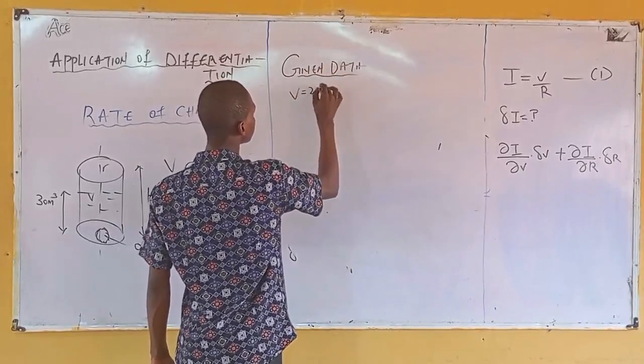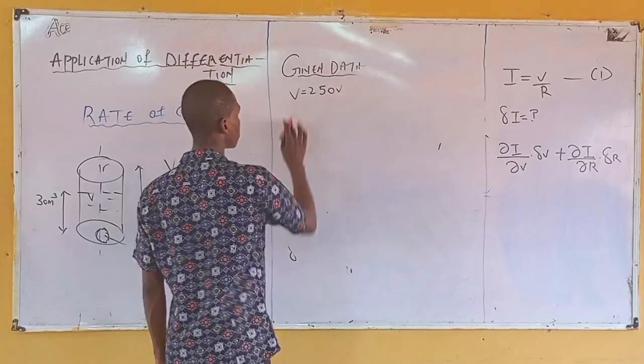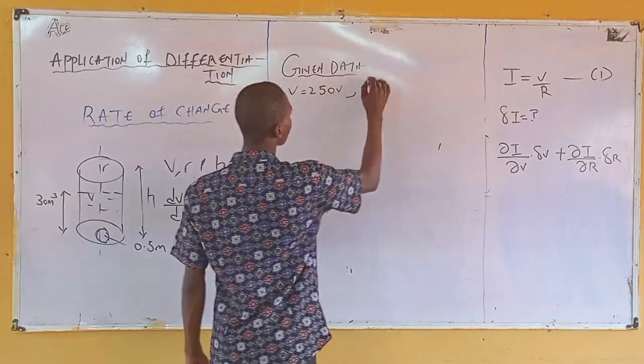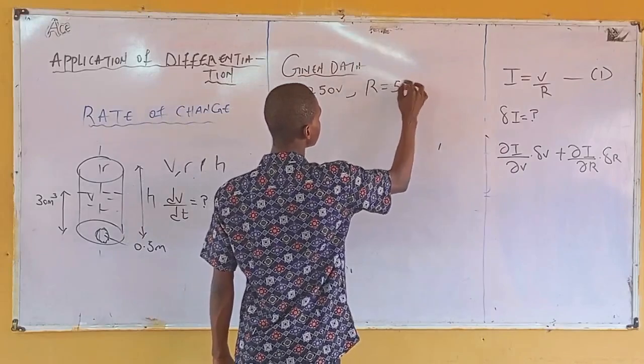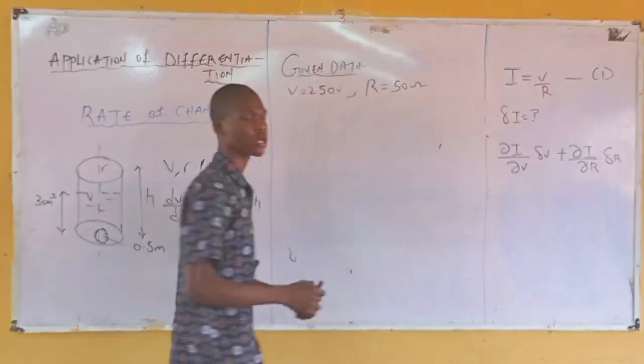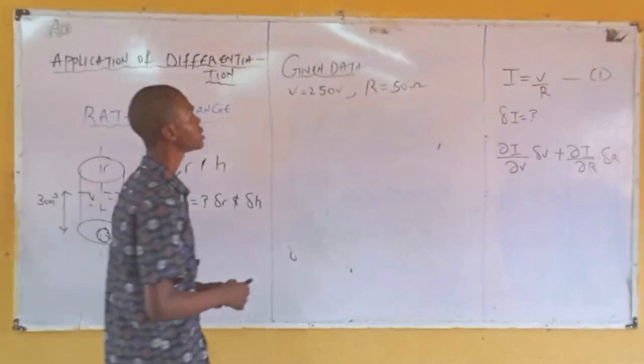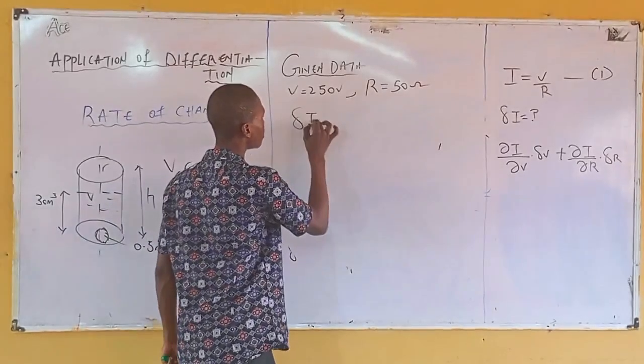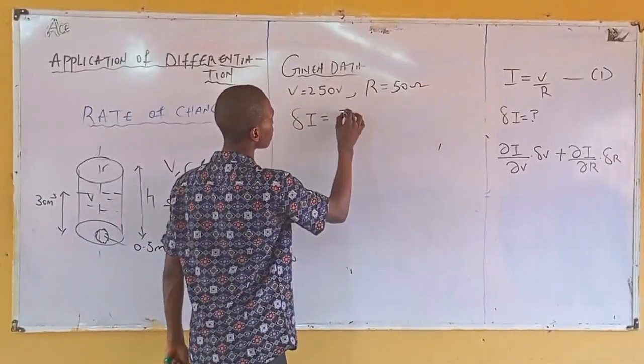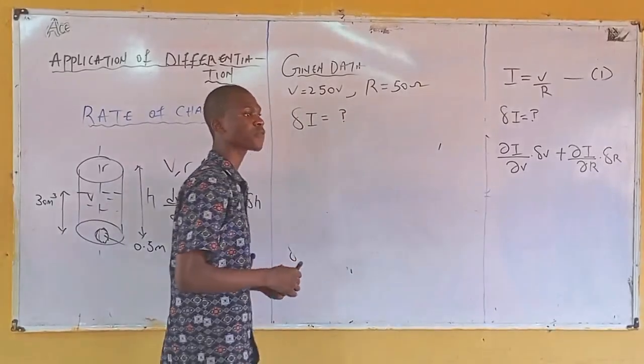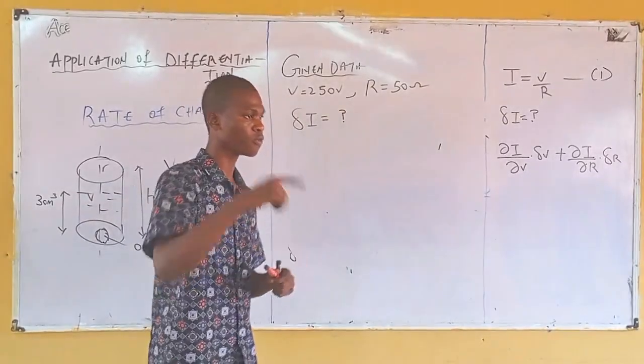V is equal to 250 volts. R equals 50 ohms. Okay? Determine the change in I resulting from an increase of 1 volt.